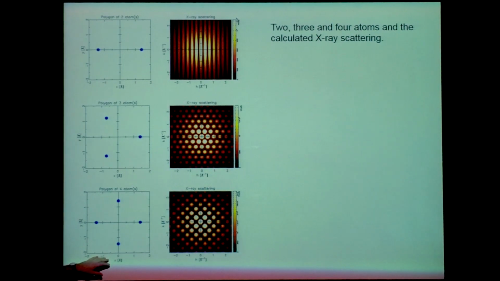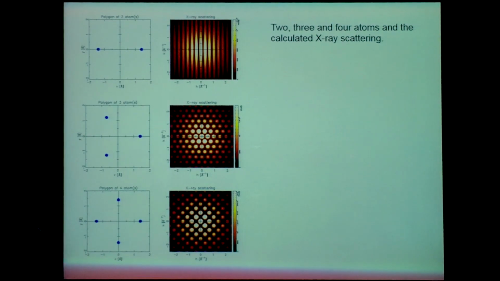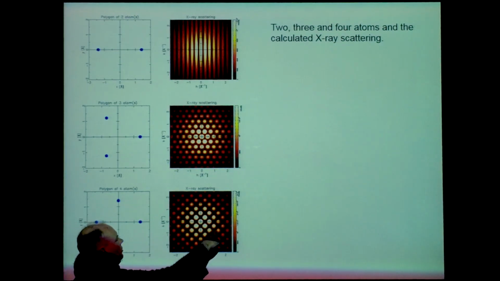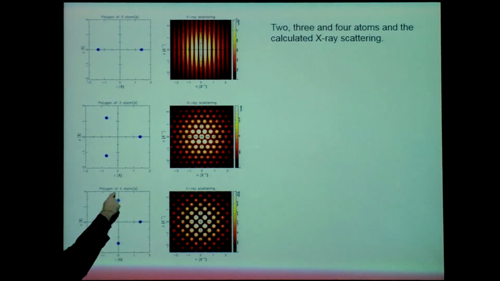So this is real space. This is the X-ray scattering. And what you start to see in the X-ray scattering is that you get symmetry. Within the X-ray scattering, it actually reflects the symmetry of the atoms. So you have an idea from the X-ray scattering what the symmetry looks like.